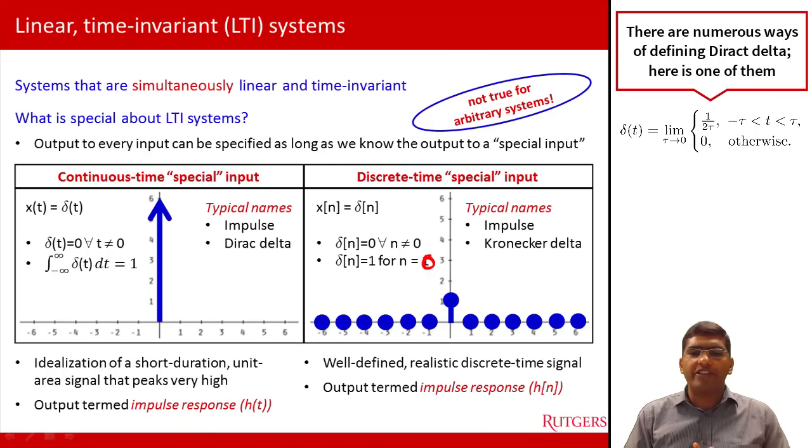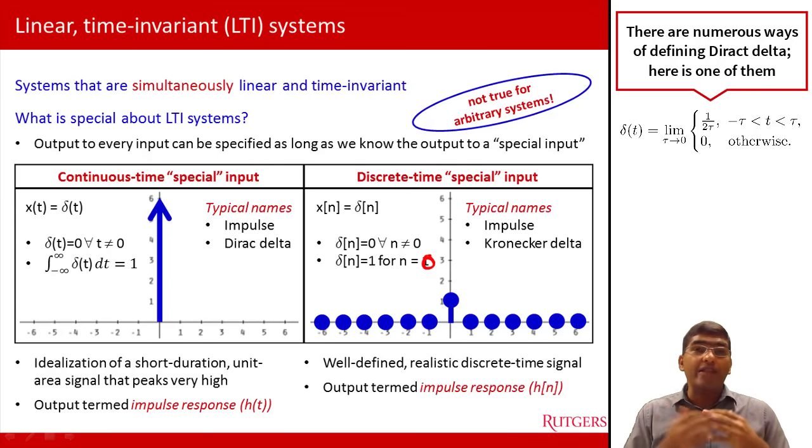The output of this special input impulse is also called impulse response. The reason it is called this way is because it is the response of the system to an impulse. So the name makes perfect sense. It is an impulse response.